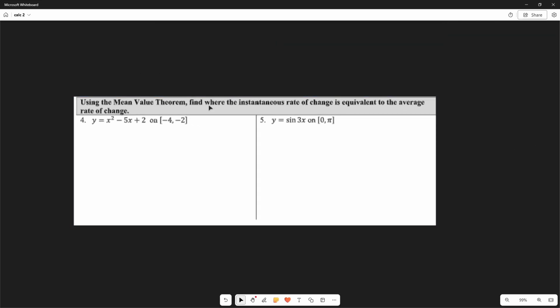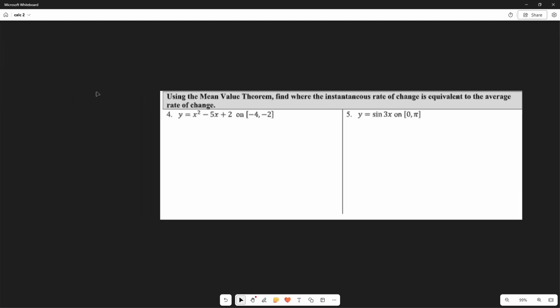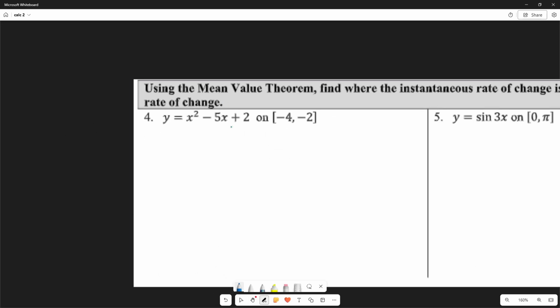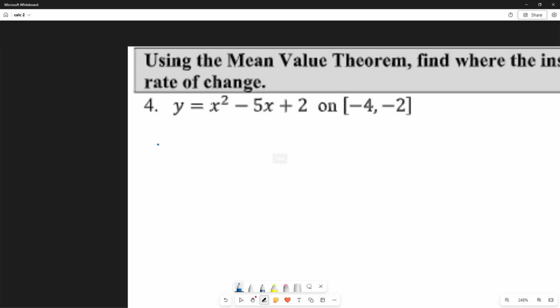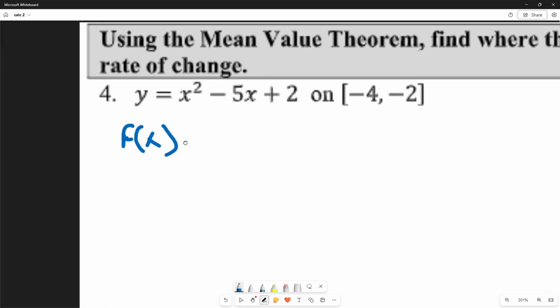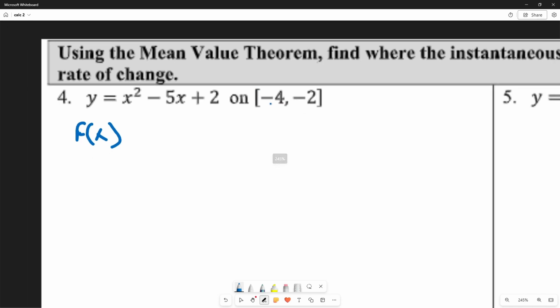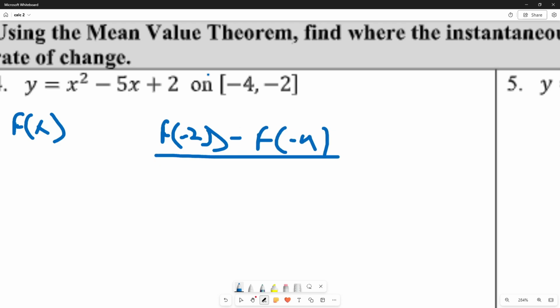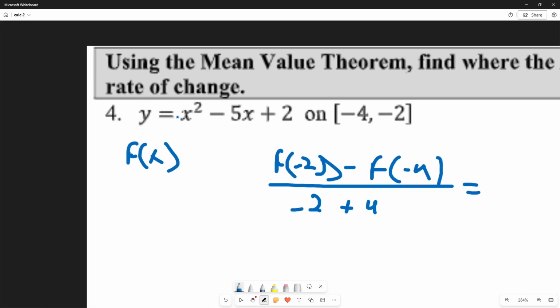So in these ones, we're just going to literally just use MVT and find where the derivative is equal to the average rate of change. So for this, you're just going to plug in your value. So let's just say y is f of x. And then on the interval of -4 to -2, you just do f of -2 minus f of -4 all over -2 plus 4. And then you just set that equal to the derivative.